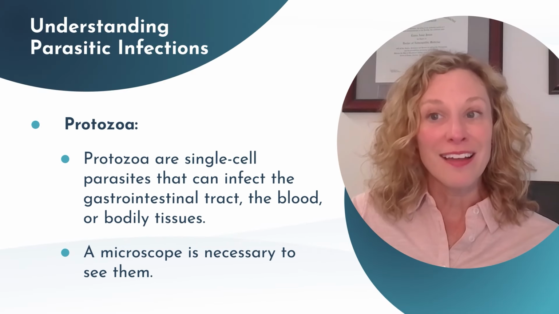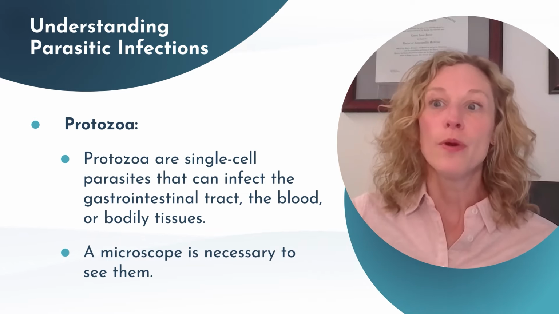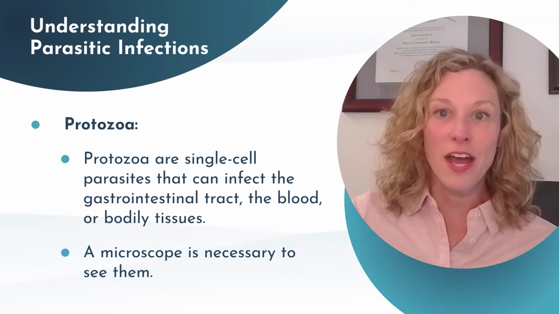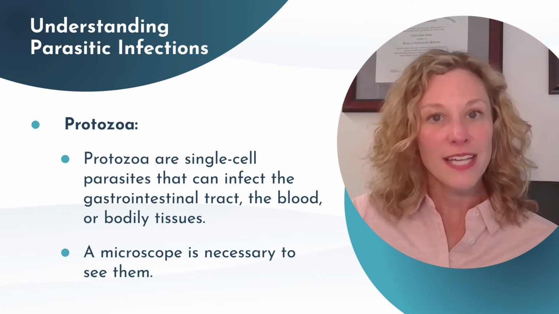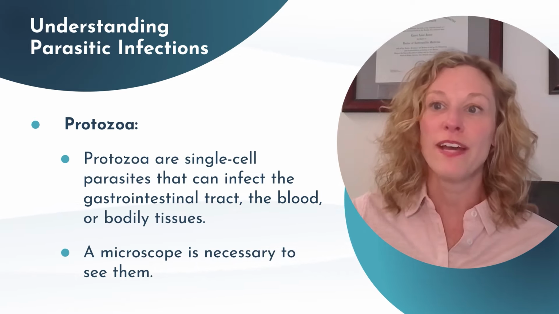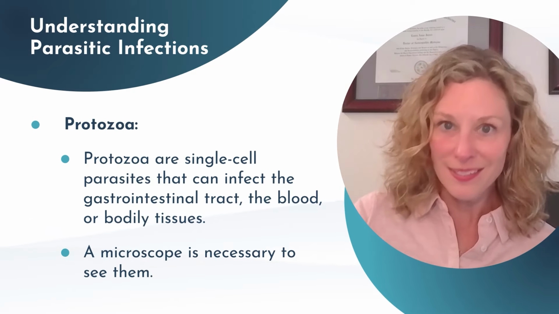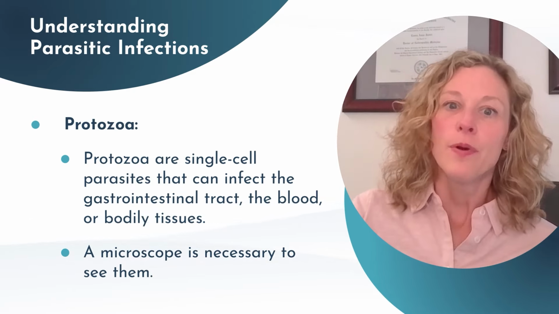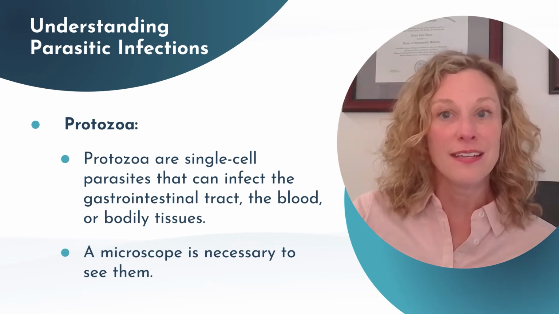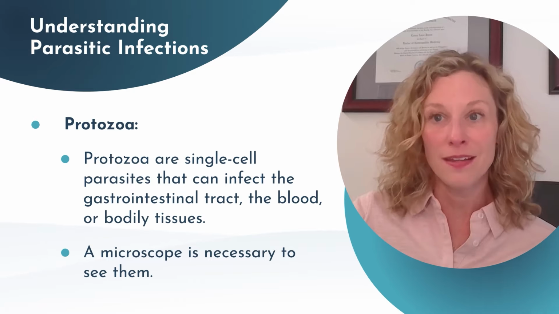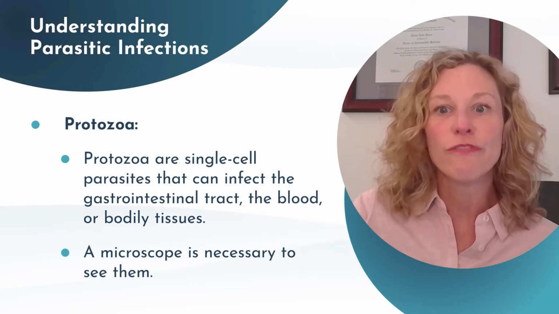Protozoa is our last class of parasites that more commonly affect humans, and protozoa are unique in that they are single-celled parasites. They can affect the gastrointestinal tract. Protozoa can also affect the blood and even other bodily tissues. A microscope is necessary to see protozoa. Protozoa spread when you ingest trace amounts of stool or soil that is contaminated with eggs from the stool. Most often that is water or produce, so fruit or veg.